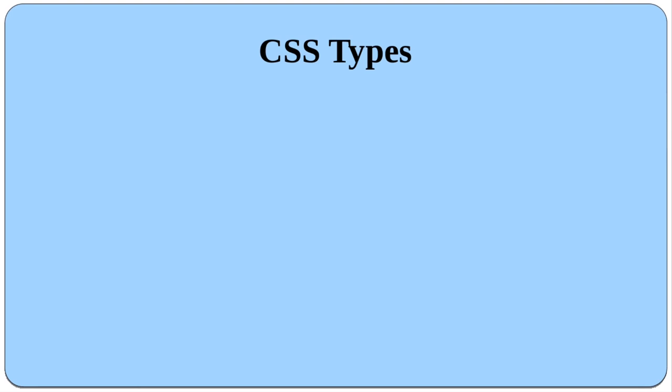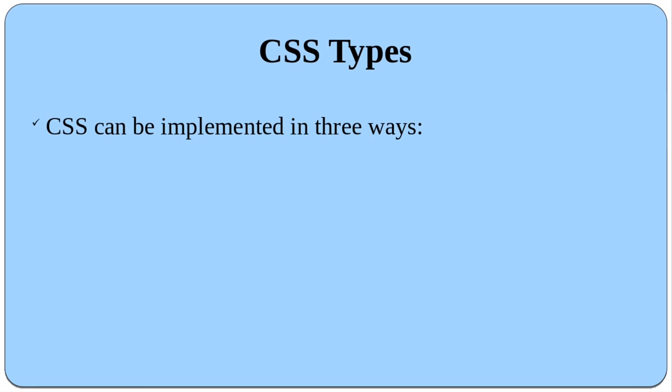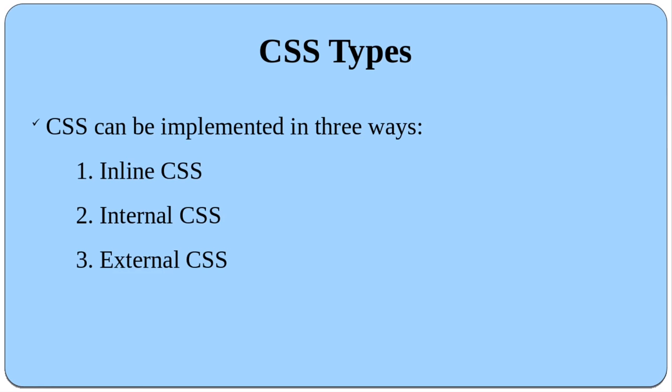When a browser reads a style sheet, it will format the HTML document according to the information provided with CSS. CSS can be implemented in three ways: inline CSS, internal CSS, and external CSS.